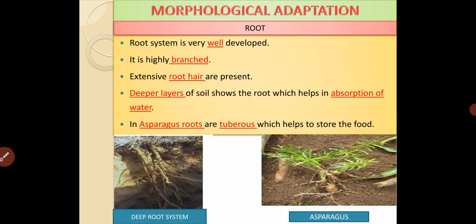Morphological adaptation. Let's start with root. The root system in case of the xerophyte is very well developed. It is highly branched in nature. Extensive root hairs are present. It reaches to the deeper layers of the soil to absorb the water. In case of the asparagus, tuberous roots are present which help to store the food in it.